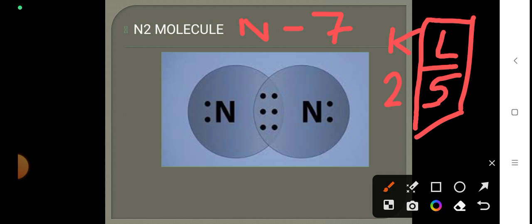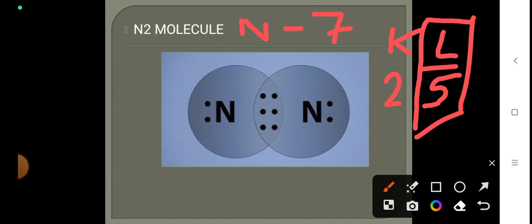So nitrogen will share 3 electrons with the adjacent nitrogen atom to form a covalent bond. Here you can observe 5 electrons. Each nitrogen is having 5 valence electrons. Whenever we write an electron dot structure, remember students, we only mention the valence electrons, not the innermost electrons or even the penultimate electrons. We are always referring to the outermost electrons.